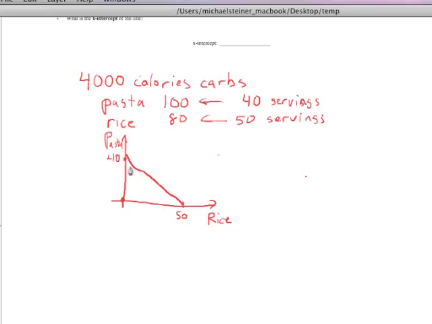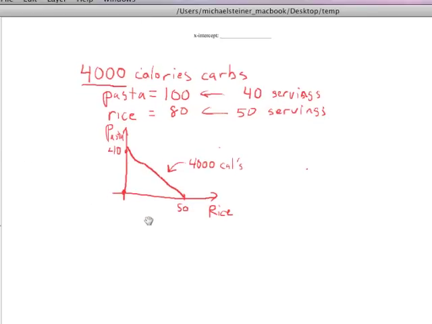That's not entirely intuitive right away, but let's see why, after we find the equation of this line, all these combinations would satisfy our 4,000 calorie carbs requirement. So I'm just going to write 4,000 calories because this line is going to represent 4,000 calories of carbs. Let me just put those equals there.